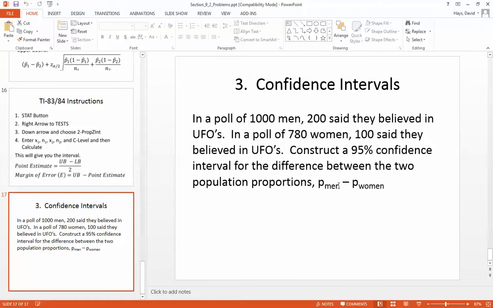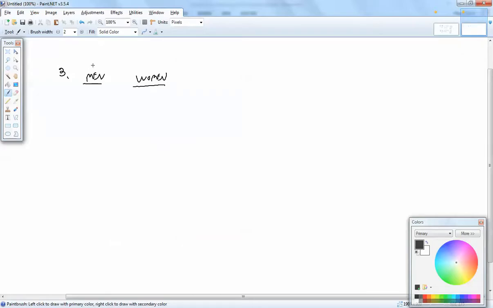And they're telling us to put p sub men minus p sub women. The only reason we wrote it that way is because men was first here and women was second here. So the order you run across it in the problem, you can think of the setup in that manner. Because it doesn't say. It just says the difference between the two population proportions. Okay, so I'm going to specify the men as our first population, first sample, and the women as our second population, second sample.